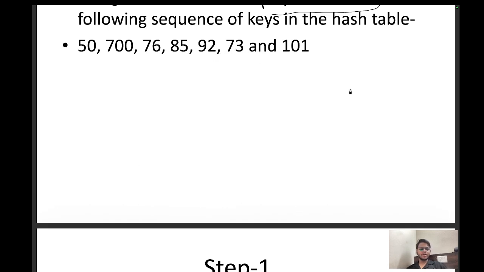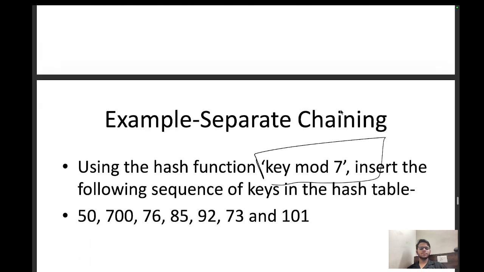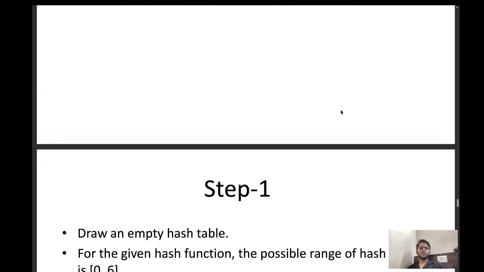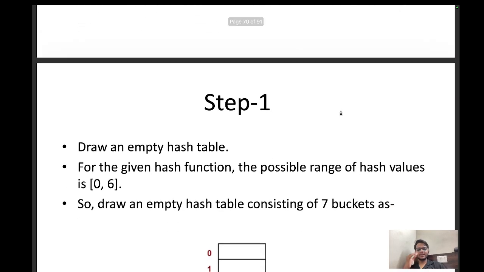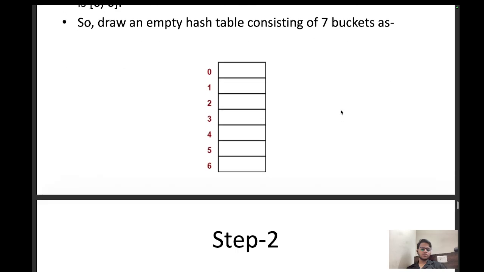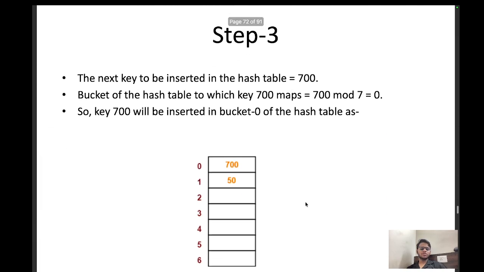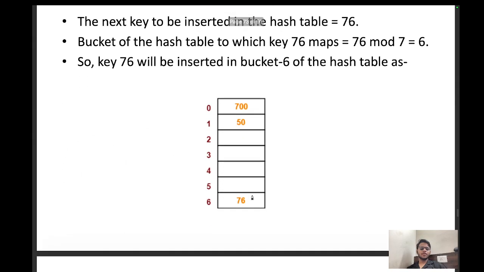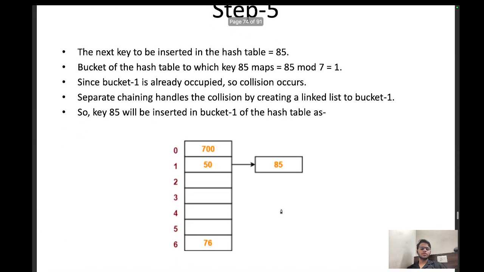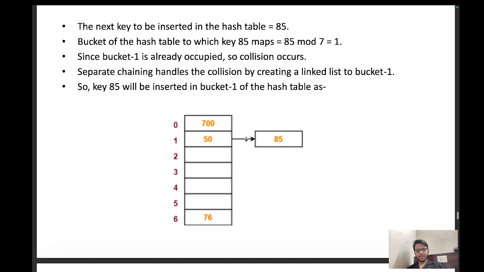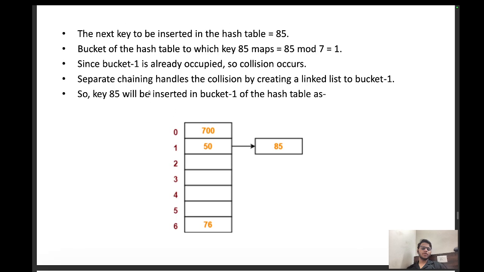So that was the key idea behind the separate chaining type of collision handling technique. Similarly, you can see in the solved example, 50 is stored at the ones place, then 700, then you can see 76, and if we get 85, then it is stored like this. You can also read from here.